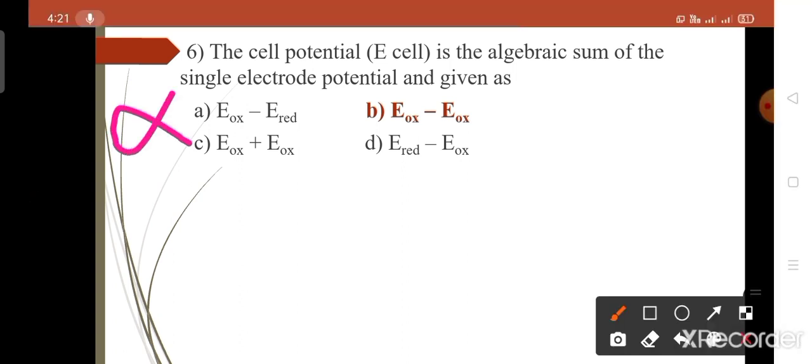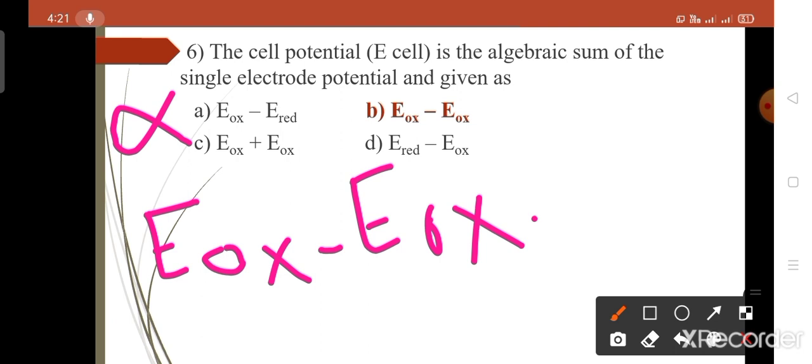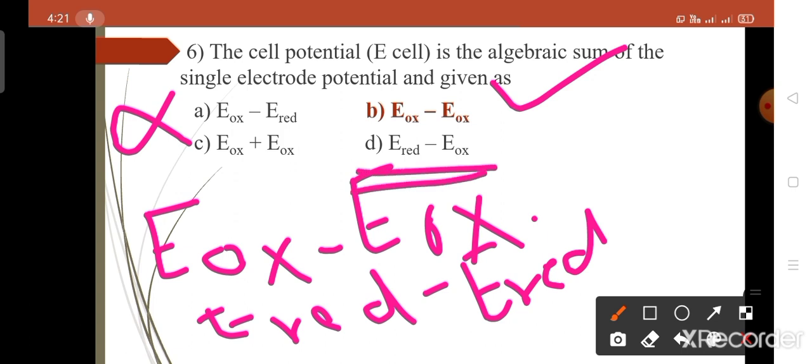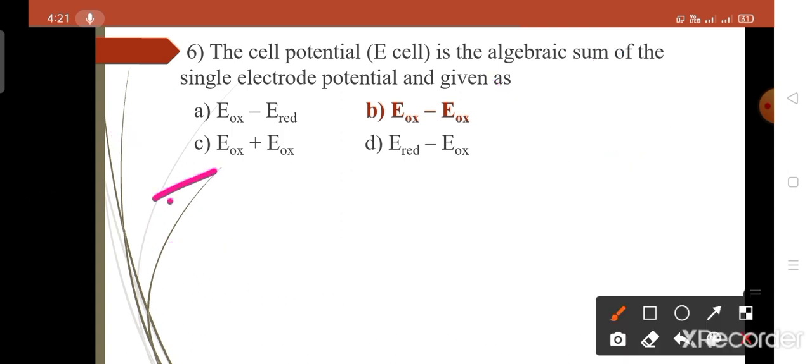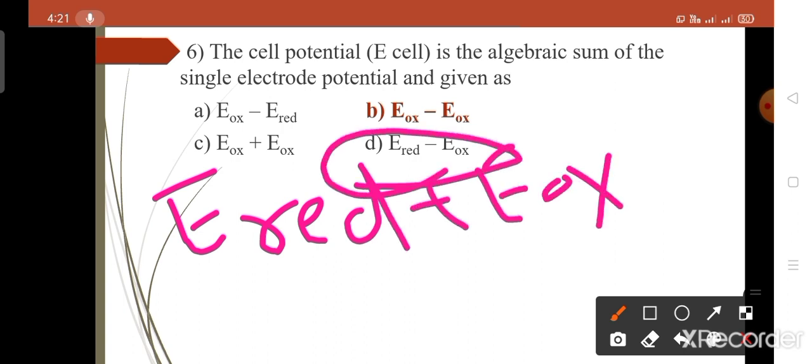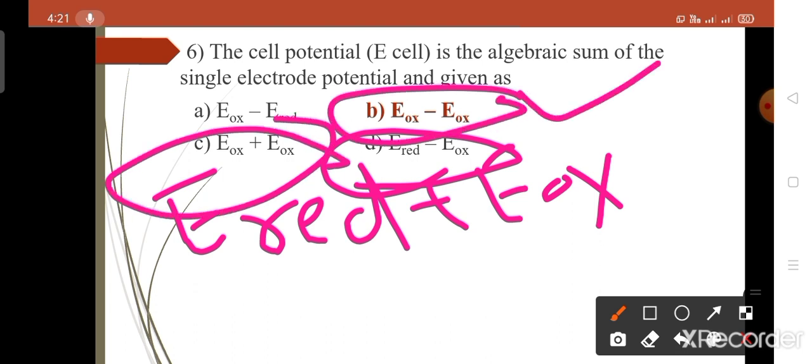Also, when there are two oxidation potentials present, then we have to write E ox minus E ox, and when there are two reduction potentials, then we have to write E red minus E red. So this option is the correct option, and we know that the relation between E reduction and E oxidation is E red plus E ox. So the other option is also excluded, and this relation is correct.